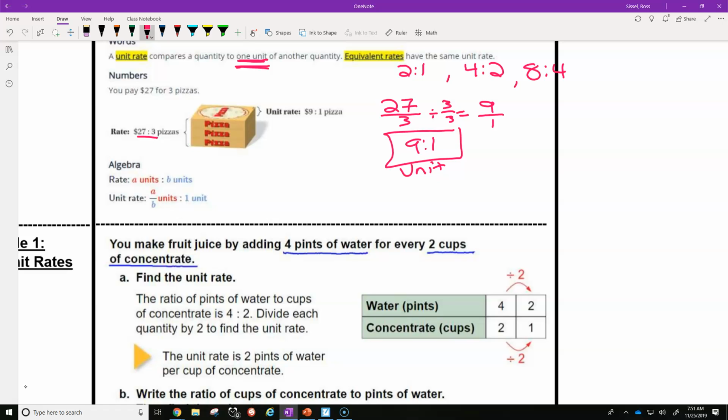Now, an important thing I'm going to put up on the board is when we write our ratio, we want to make sure that whatever unit we're going to is second. And you're going to see that in this example.